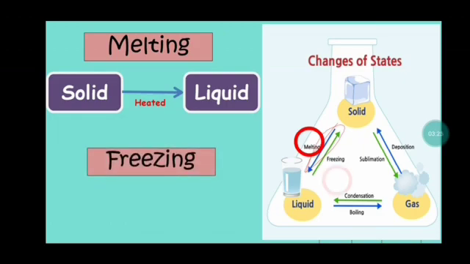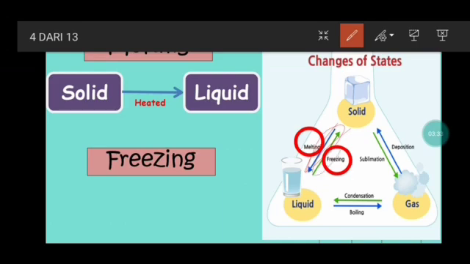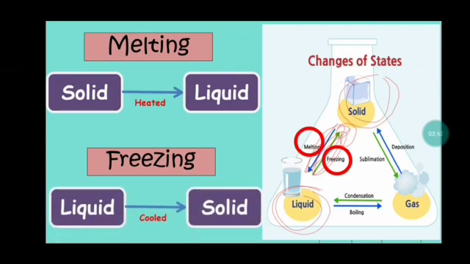Okay, the opposite is freezing. You can see the green arrow. So from liquid to solid, the head of the green arrow, look at. So we can conclude that freezing is the change in state from liquid to solid by cooling. Liquid can change into solid if it is cooled. So melting is the opposite of freezing. Melting is from solid state into liquid by heating, and freezing is from liquid state into solid by cooling.